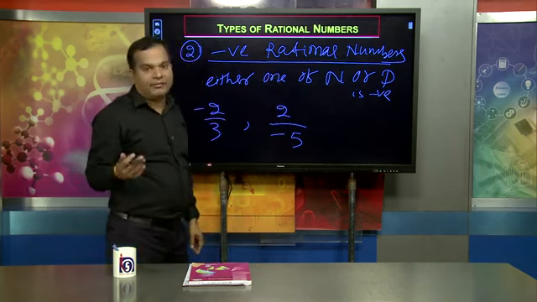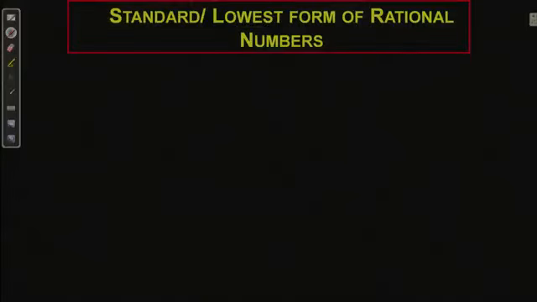Now we will move to another concept that is very important, known as the standard or lowest form of a rational number. When talking about standard or lowest form, that is a very important thing. For example, dear learners, I can write 50 by 30. It is a rational number. When talking about the standard or lowest form, this is very important.